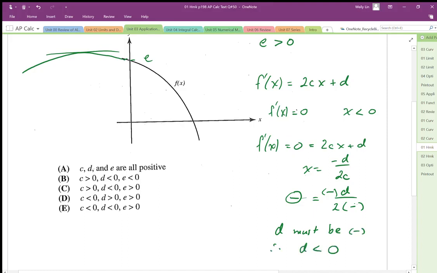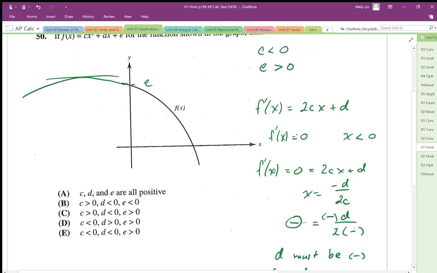So then we've established c is less than 0, d is less than 0, and e is greater than 0. So the one that fits would be E. So the answer is E.